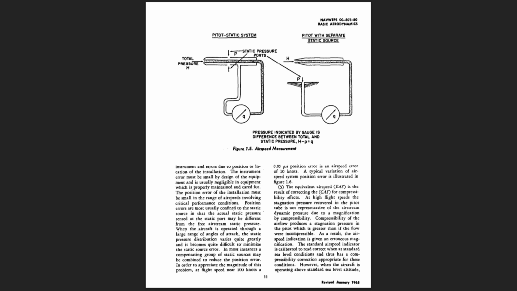The pressure gauge is then calibrated to indicate flight speed in the standard sea level air mass. For example, a dynamic pressure of 305 pounds per square foot would be realized at a sea level flight speed of 300 knots.